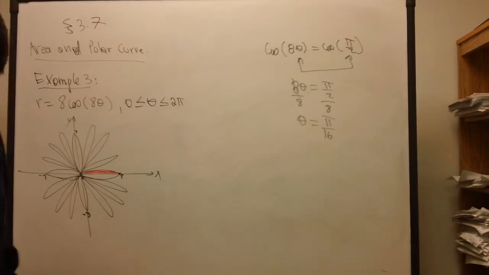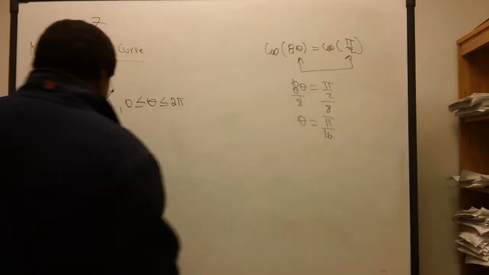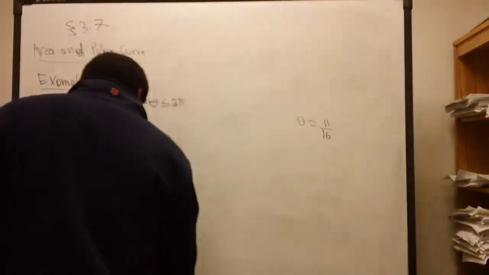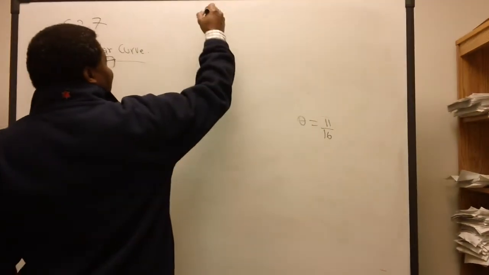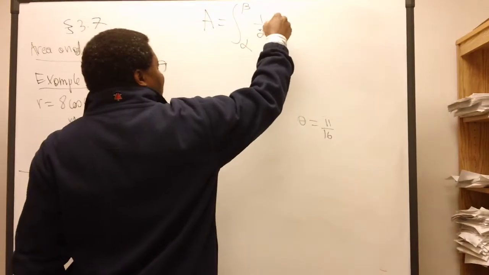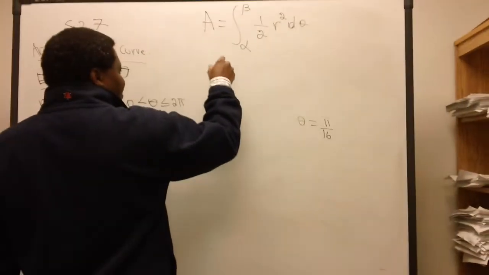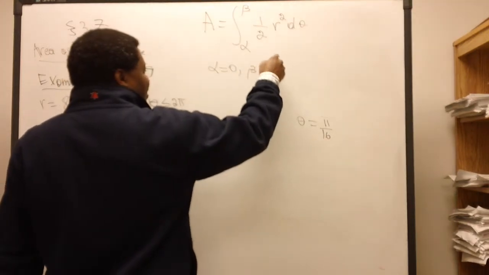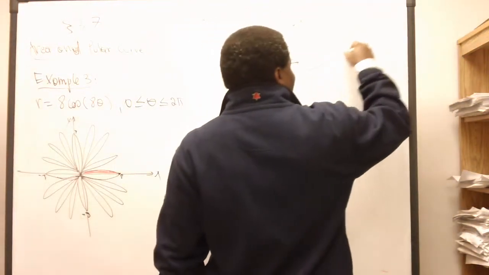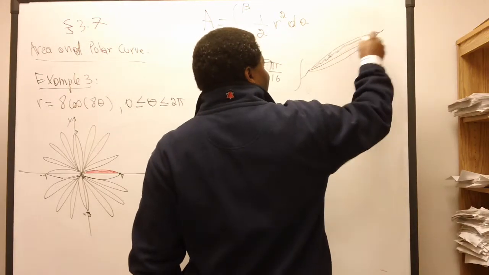So let's just look at this for a second. We know this becomes our limit, so let's rewrite this. The area for a polar curve is given by the integral from alpha to beta of 1 over 2 times r squared d theta. All I was doing here was finding the limits. So alpha is 0 and beta is pi over 16, which means we're only dealing with half of a leaf.